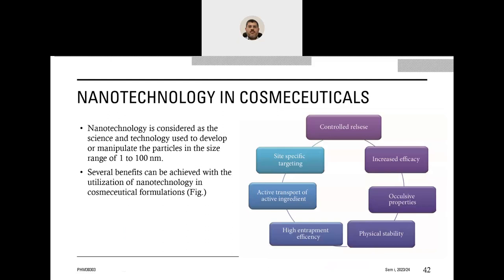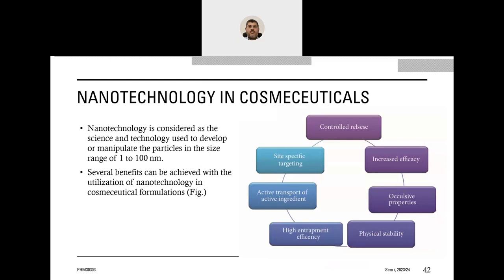In these cosmeceuticals, we may produce them as classic formulations, and also we may use some nanotechnology in the formulations. Nanotechnology is considered as the science and technology used to develop, as you know, or manipulate particles in the size, usually 1 to 100 nanometers. It can be larger than 100 nanometers. The nanometer scale is considered nanotechnology, but mostly we are playing around 100 nanometers, plus or minus. Okay? Several benefits can be achieved with the utilization of nanotechnology in cosmeceutical formulations.